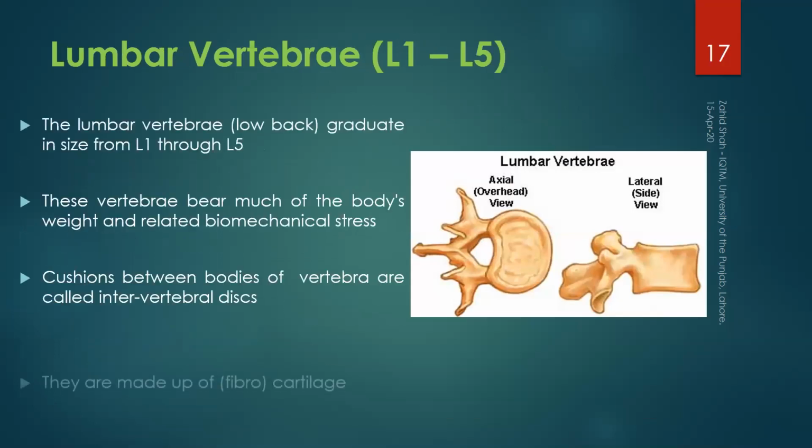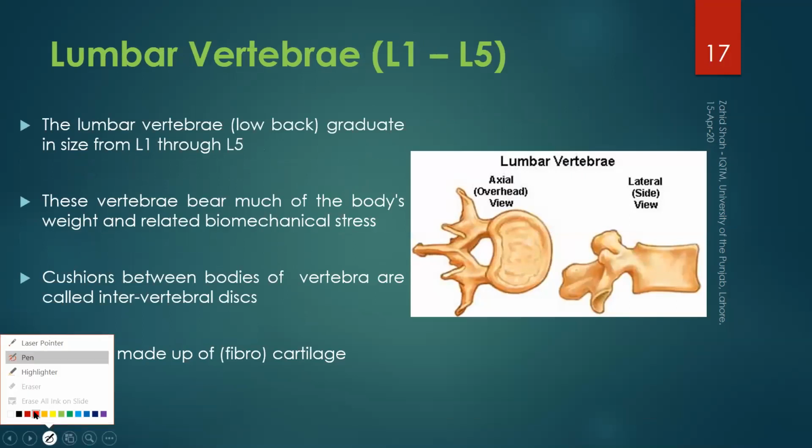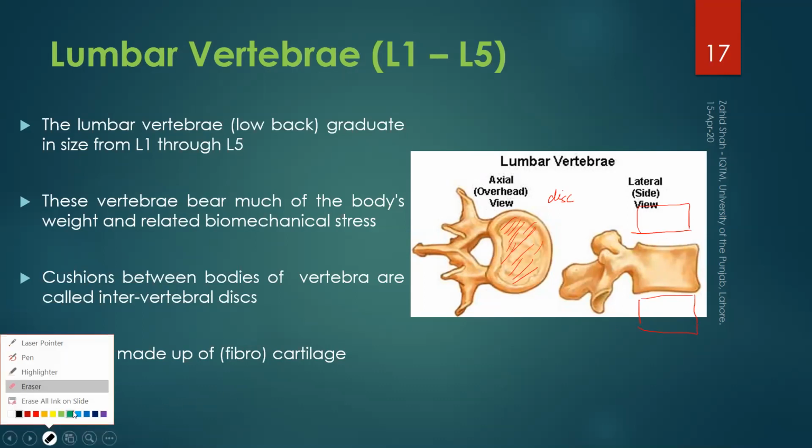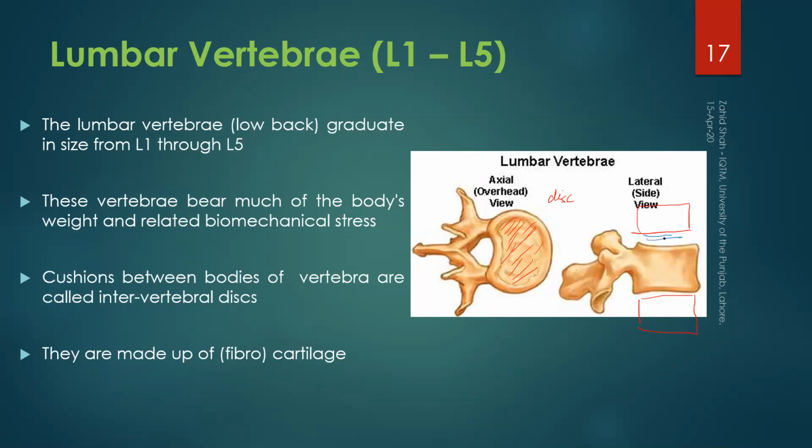Then we have 5 lumbar vertebrae, L1 to L5. Their structure is slightly similar to the thoracic, but still it is very different. But the one thing that is common is this vertebral body. Again, here the disc will be attached on this point, and there will be a vertebra above this and a vertebra, for example, below this, and there will be an intervertebral disc between two adjacent vertebrae. So there will be a disc here as well as here. That acts as a shock absorber.